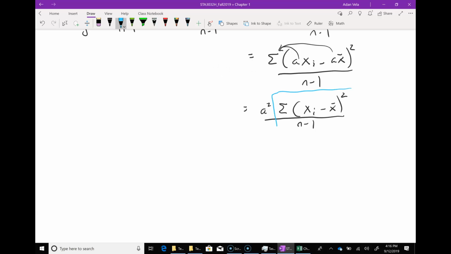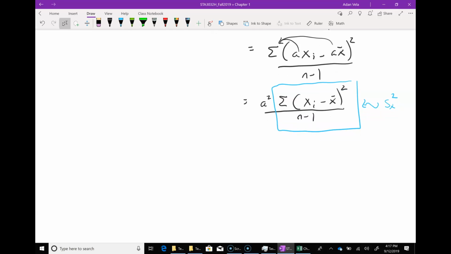We already know this quantity. This is just the sample variance of x. That's a little s, just to be clear. So what we find is that the sample variance of y is given by a squared times the sample variance of x. If I want to know the standard deviation of our y data, we just take the square root.